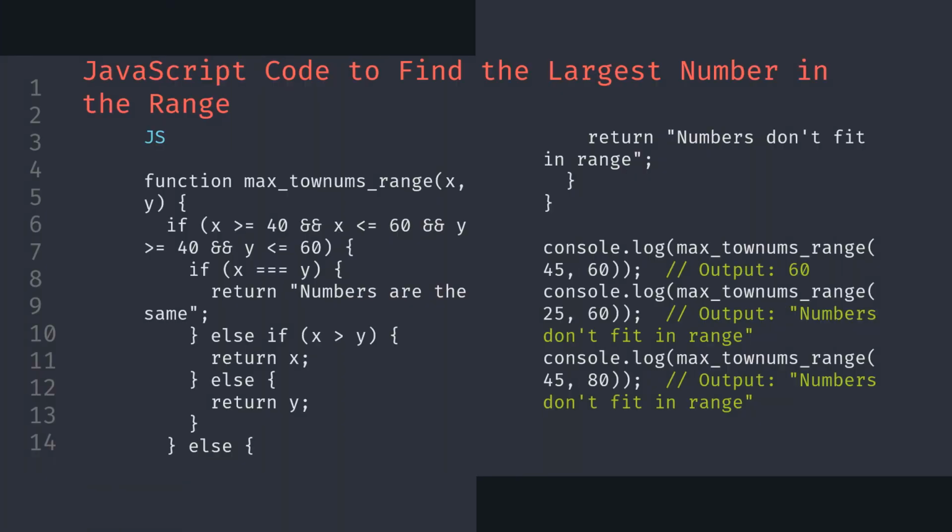Here's the code we'll use. The function maxNumsRange checks if both numbers are within the 40 to 60 range. If they are, it returns the larger number. If they're equal, it returns a message saying the numbers are the same. And if they're outside the range, it returns a different message.